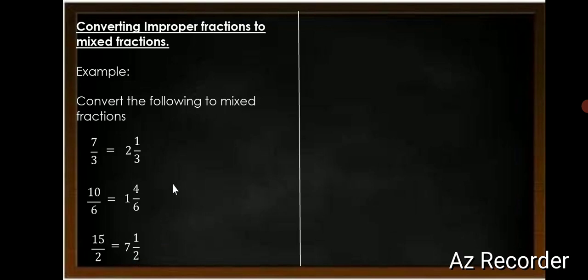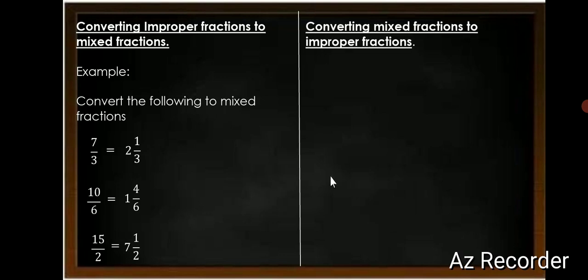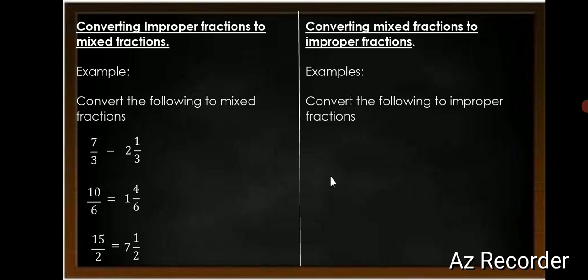So just the same way we can convert improper fractions to mixed fractions, there are instances while we are solving that we have to convert mixed fractions back to improper fractions. So let's take a look at how to make the conversion from mixed to improper fractions. Now convert the following to improper fractions. We have 2 whole number 1 over 3.